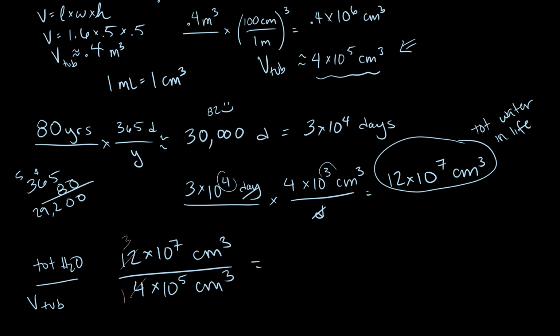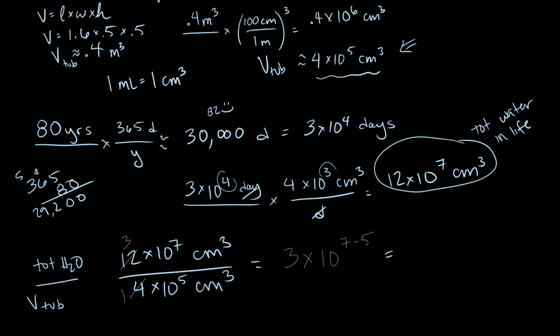So this turned out to be very nice: 12 divided by 4 is 3. And then we take our exponents, 10 to the 7th, so I get 3 times 10. I have to subtract my exponents here, so 7 minus 5. Let me switch back to blue, I think you can see it better.